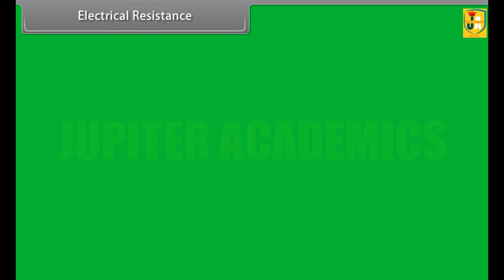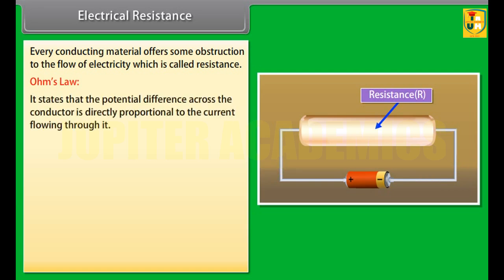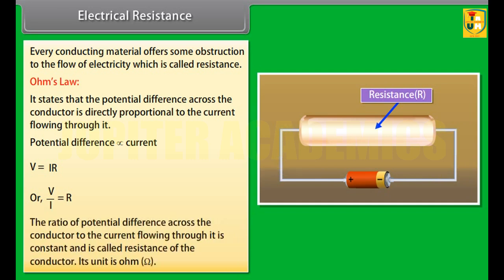Electrical resistance. Every conducting material offers some obstruction to the flow of electricity, which is called resistance. Ohm's law. It states that the potential difference across the conductor is directly proportional to the current flowing through it. V is equal to IR, or V upon I is equal to R. The ratio of potential difference across the conductor to the current flowing through it is constant and is called resistance of the conductor. Its unit is ohm.